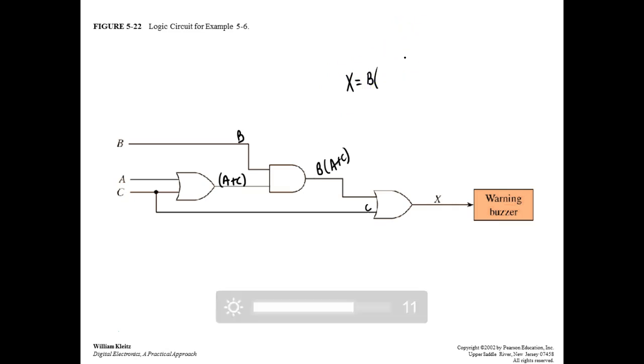My computer keeps unplugging itself. A or C, or C. That would be what X is. Everybody see how we got that? Yeah. And then what would I do? What would you think I would do? What would be the next step I would do?